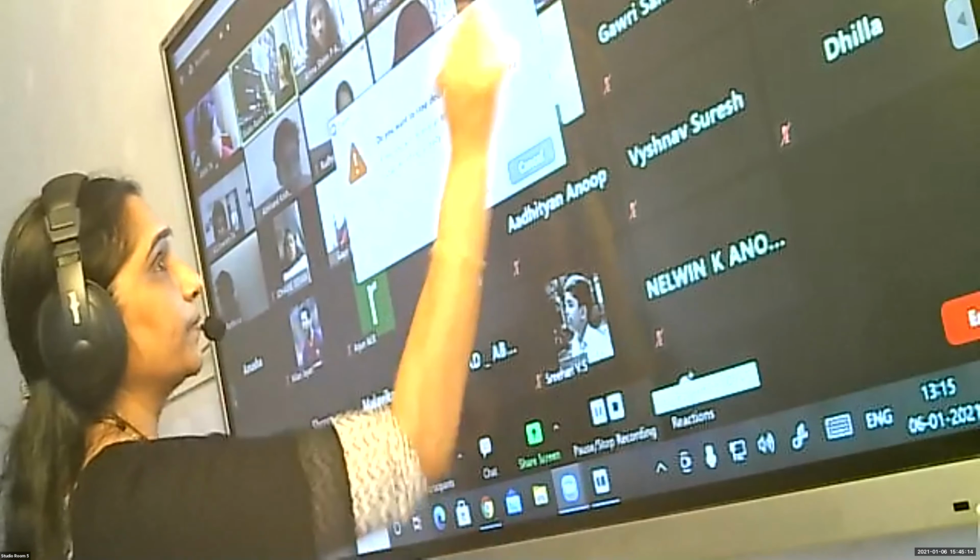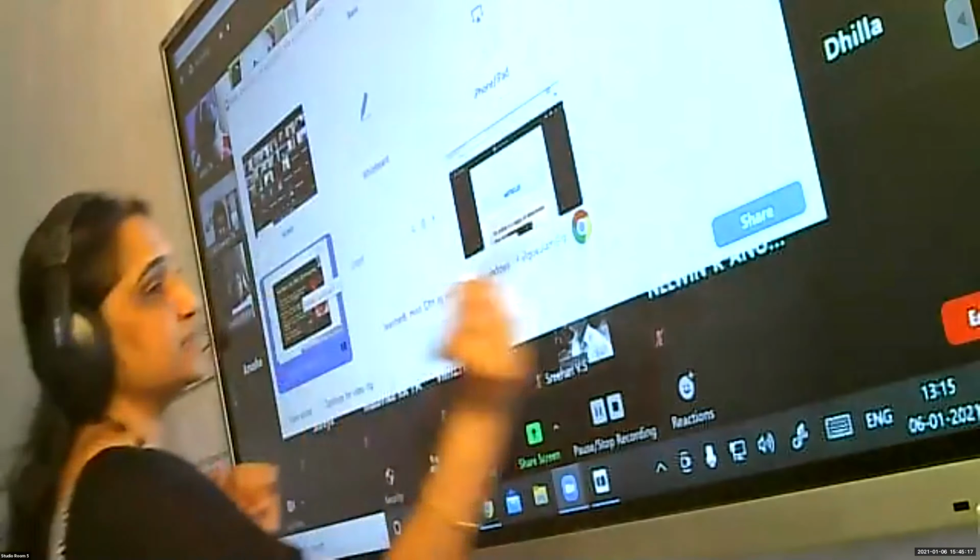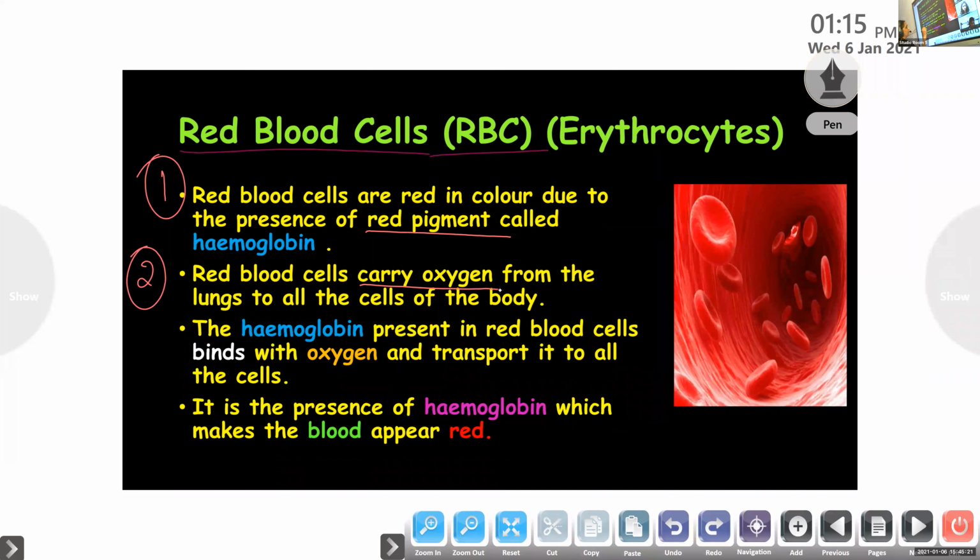So, let me go to the same slide. Here, one more thing: the function of hemoglobin. Here we are referring to the function of hemoglobin. This third point is about the function of hemoglobin. See, what is its function? Hemoglobin present in the red blood cells binds with oxygen and transports it to all the cells.